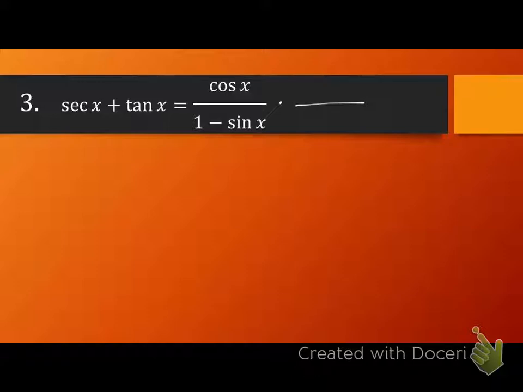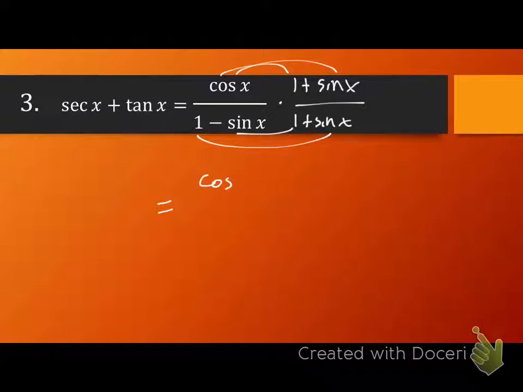I want to multiply the numerator and the denominator by the conjugate. Remember, the conjugate is just different signs. So the conjugate for 1 minus sign is 1 plus sign. And again, the reason why I do that is I know that I have to double distribute these. And when I do, the outsides and the insides will give me opposites, which add to 0. So watch what happens. Distribute this cosine here. That's fine. Cosine x plus cosine x sine x.